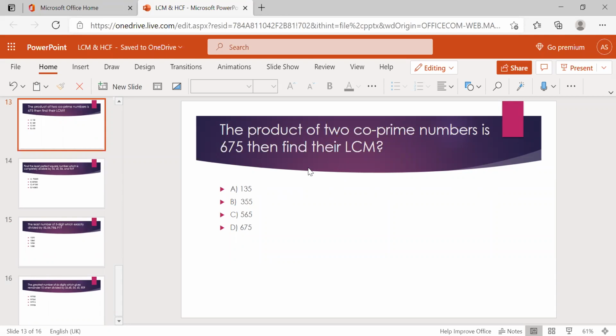Okay. For any co-prime numbers, the LCM is equal to the product of the numbers. Here 675 is the answer. Okay.